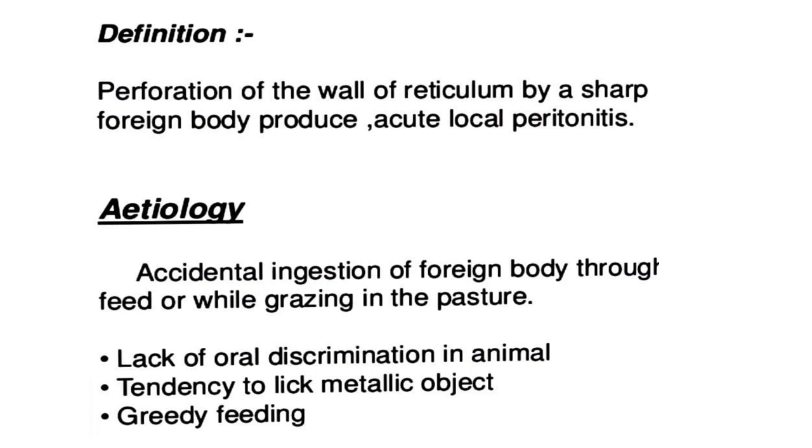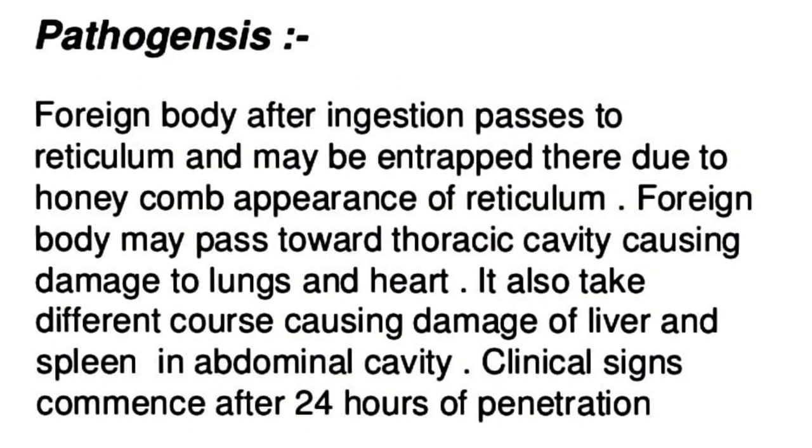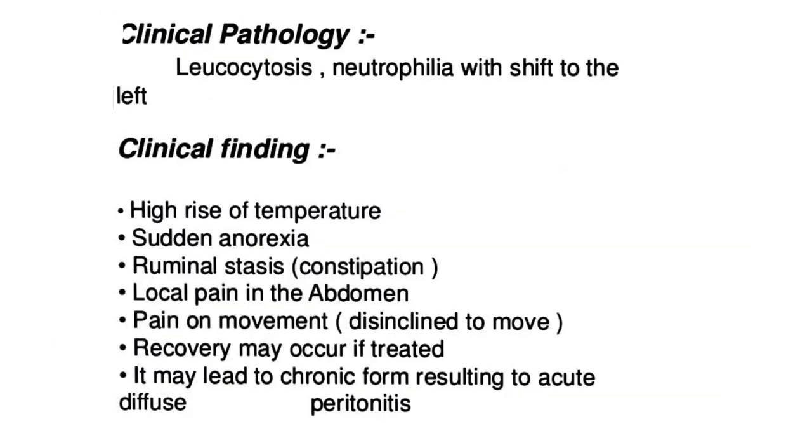Etiology: accidental ingestion of foreign body through feed or while grazing in the pasture, lack of oral discrimination in the animal, tendency to lick metallic objects, greedy feeding. Pathogenesis, simple: the foreign body after ingestion passes to the reticulum and may be entrapped there due to the honeycomb appearance of the reticulum. The foreign body may pass toward the thoracic cavity causing damage to the lungs and heart. It may also take a different course causing damage to the liver and spleen in the abdominal cavity. Clinical signs commence after 24 hours of penetration.